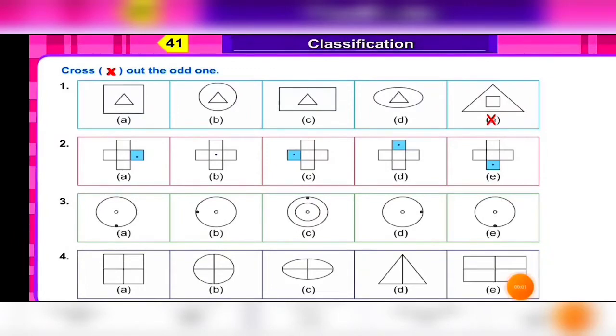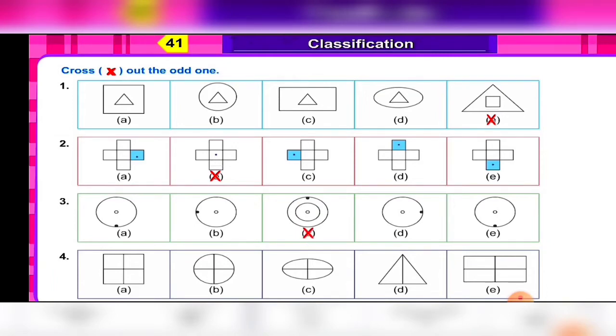Second, in this question there is a blue colored mark in each figure, but in B there is no blue color mark, so we have to put cross on B. Third, in this question there is one circle, but in C there are two circles, so we have to put cross mark on the C.